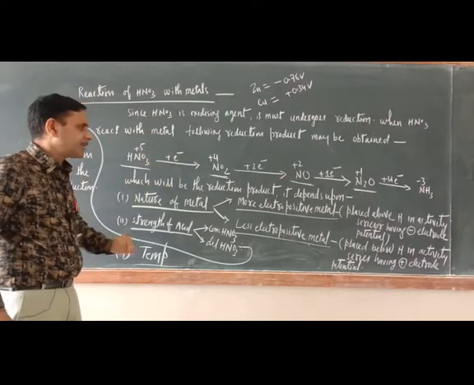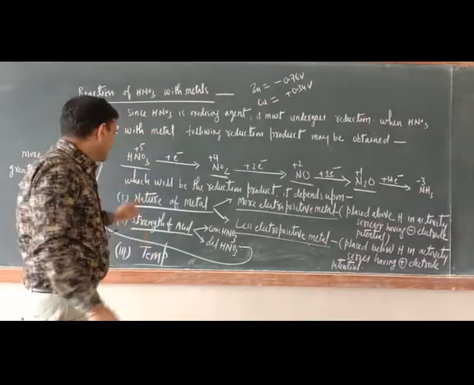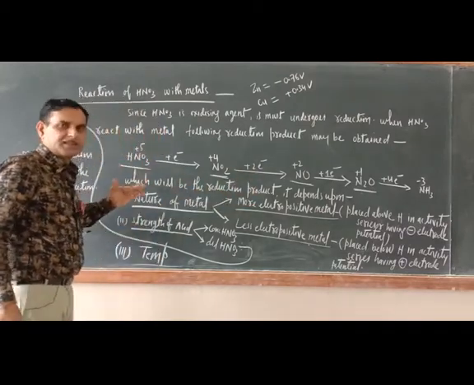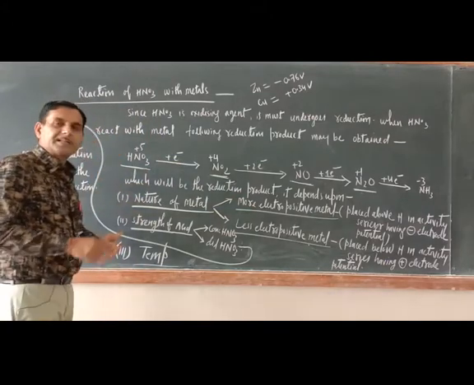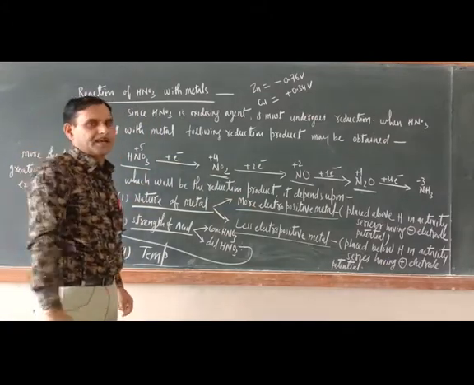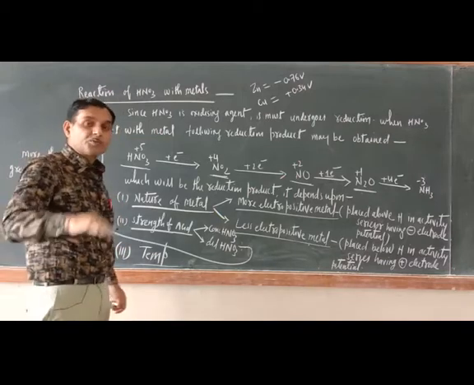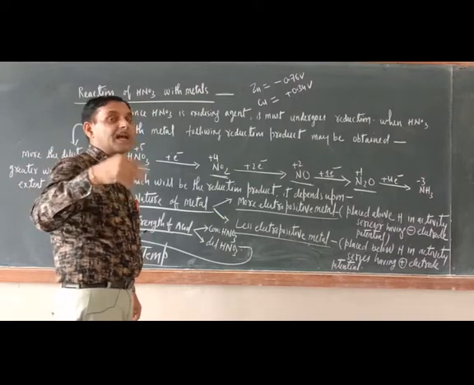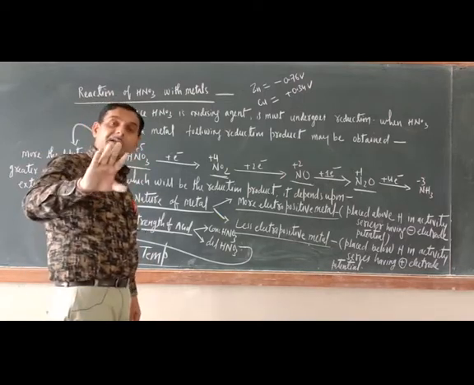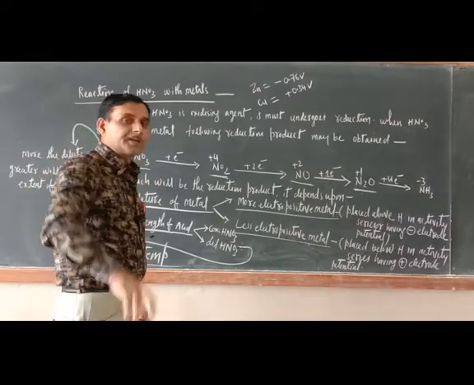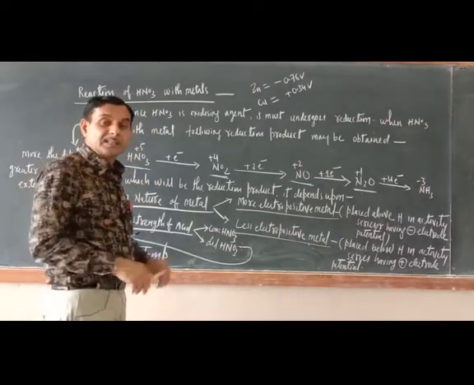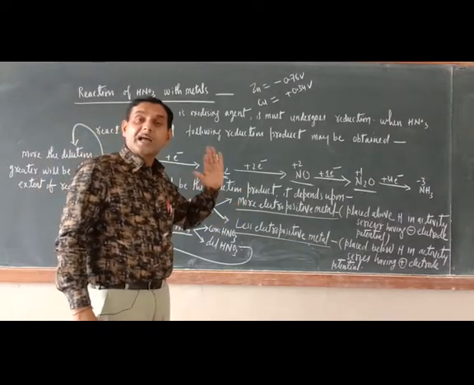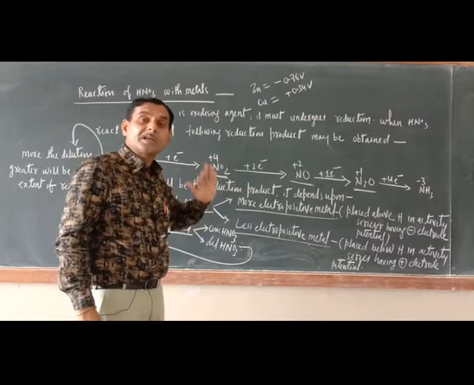Now the question arises: which will form? Which will be the reduction product depends upon certain factors. So what are those factors? The first factor is the nature of the metal. What kind of metal you have taken? Metals are of two types. One category of metals are those placed above hydrogen in the activity series or reactivity series. What kind of metals are placed above hydrogen in the reactivity series? Those whose electrode potentials are negative. So all metals having negative electrode potential are placed above hydrogen.